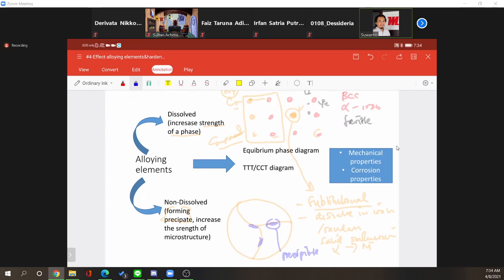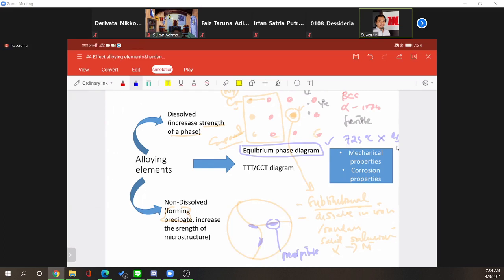Actually, it will change the equilibrium phase diagram. First, it will change the equilibrium phase diagram. So, for example, the eutectic point is not at 723 anymore if you have a higher amount of chromium. So that will be changed. The phase diagram is changed because you add more and more chromium.